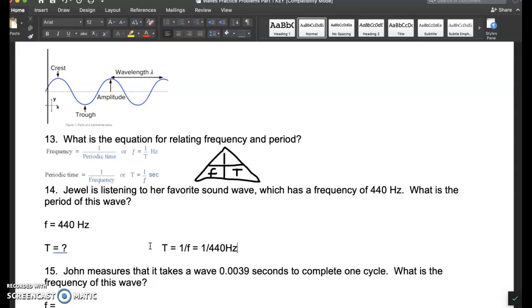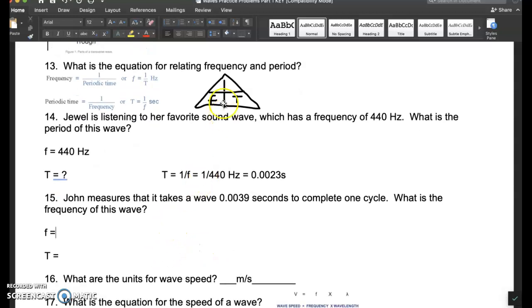And then when I do that math, what I end up with here, give me 2 seconds as I pull up my calculator. 1 divided by 440 gives me a period of 0.0023 when it rounds. And period is measured in seconds. So that's the label that you should have on there, seconds.